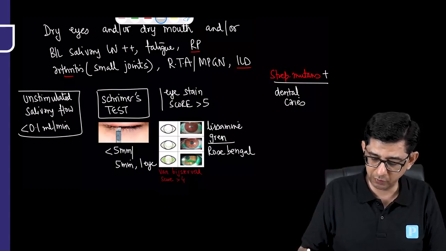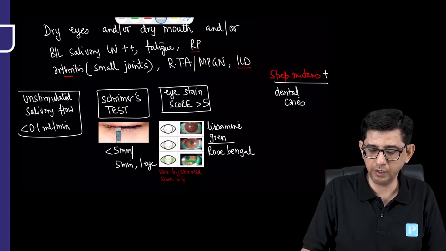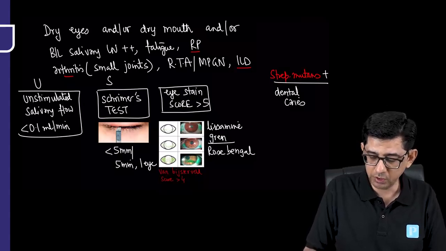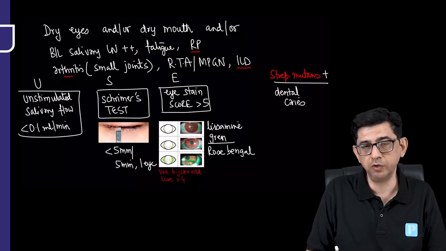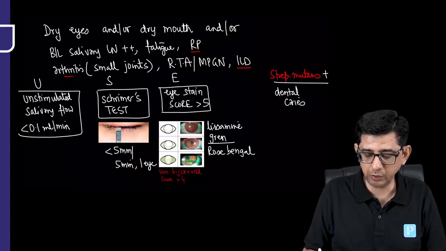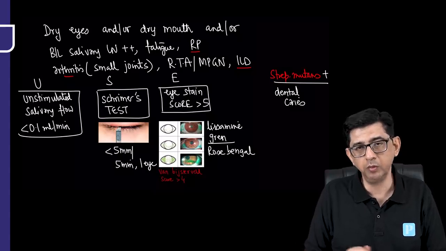So the demonstration of this has to be there, and therefore a question may not use these classical terms like dry eyes and dry mouth. He will be using these U's. What I mean by U's is that there would be unstimulated salivary flow reduction. There would be Schirmer's test that will show less than 5 millimeter involvement of the filter paper at 5 minutes, and the eye stain score to be more than 5.